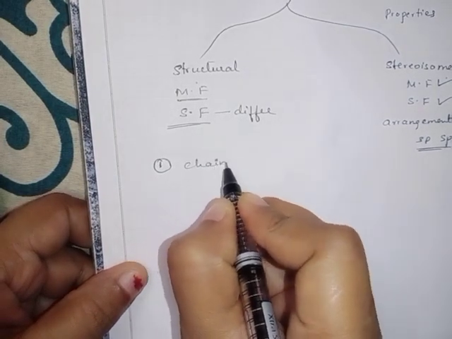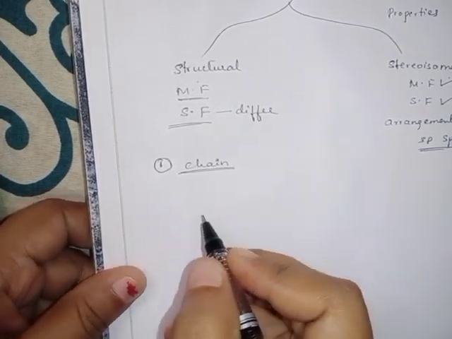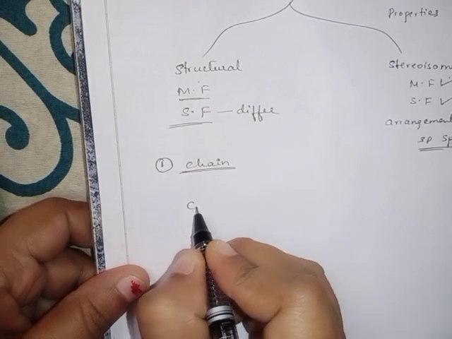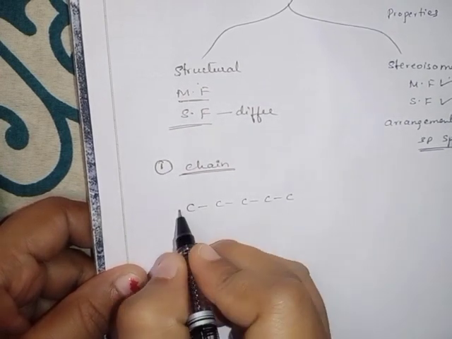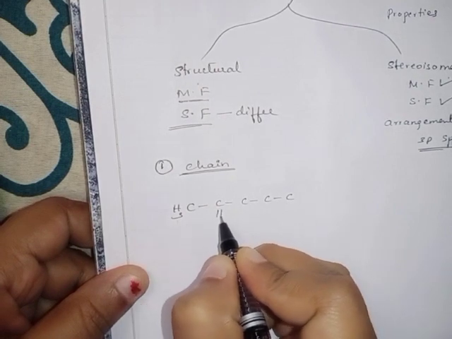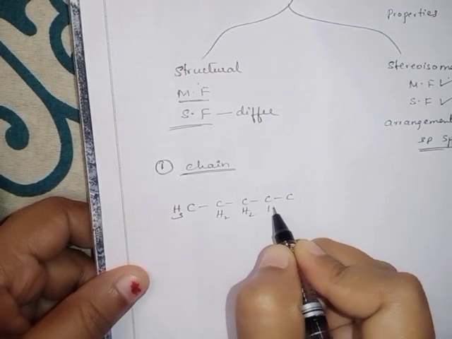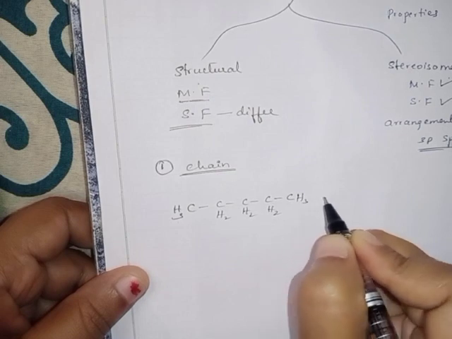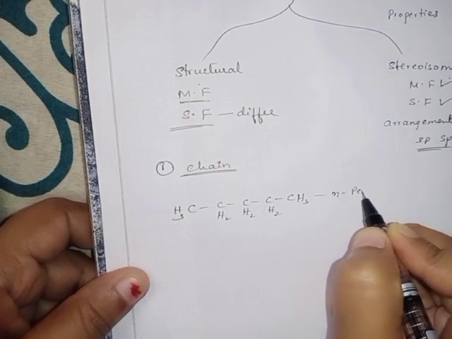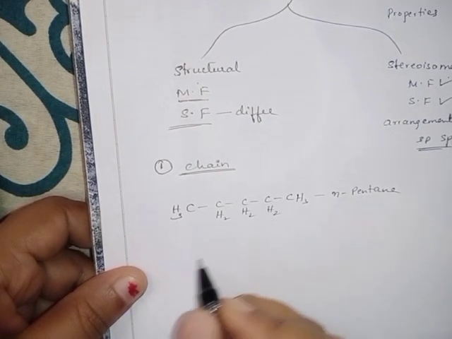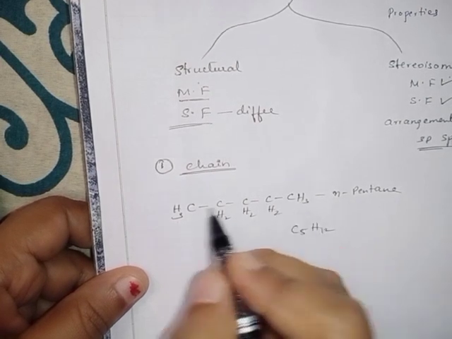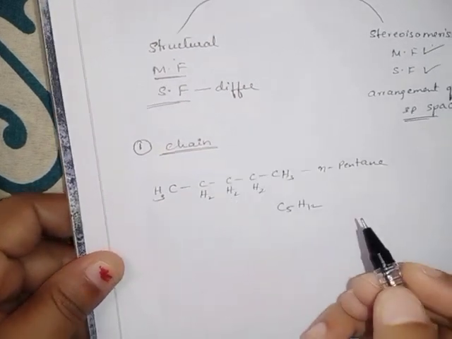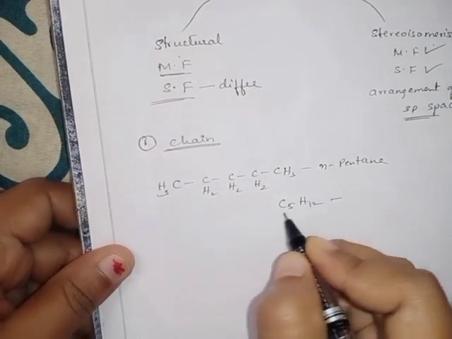The first one is chain isomerism. Take pentane as an example: carbons 1, 2, 3, 4, 5, with hydrogens CH3, CH2, CH2, CH2, CH3. This is n-pentane. What is its molecular formula? C5H12. The molecular formula is this.